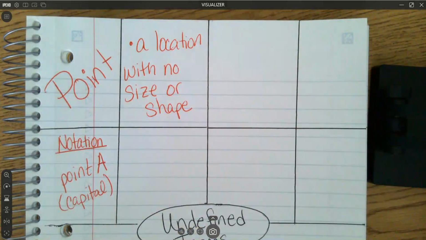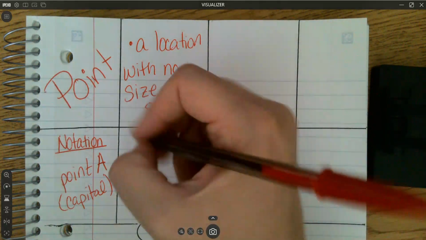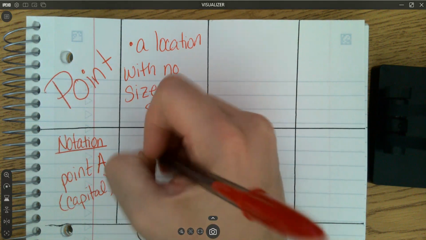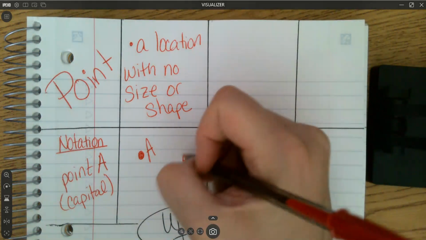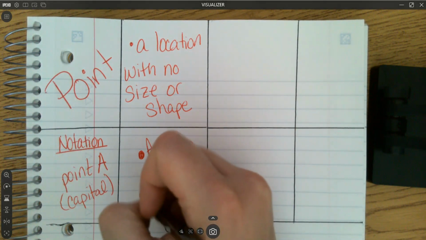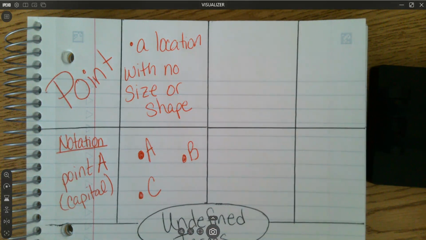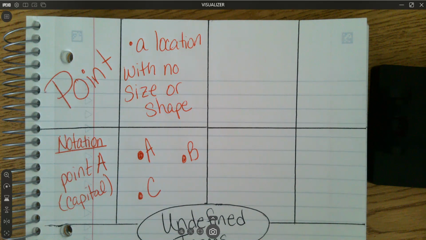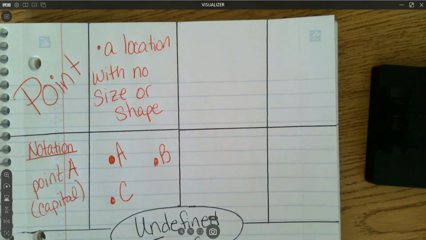And then I'm a visual person, okay? I like pictures. So here I'm going to draw a picture. So you might just see like a big dot with a capital letter next to it. That's a point. So you can have point A, you can have point B, you can have point C. Okay, those points could also be on a line or a segment or an angle. Okay, but they're going to have a point and a capital letter next to it. So that's our first undefined term.